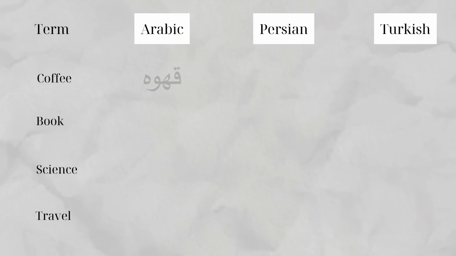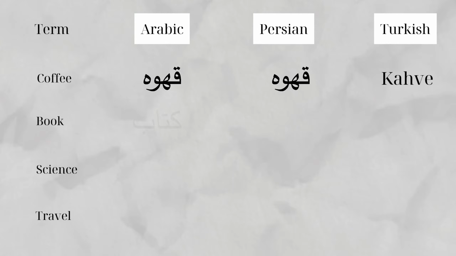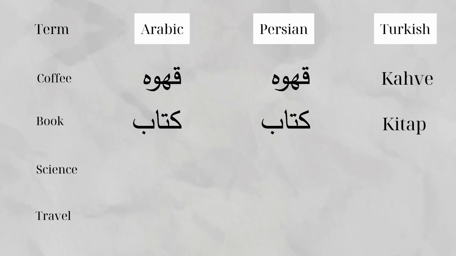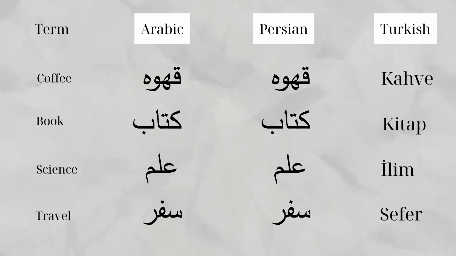Coffee: Arabic, kahve; Persian, kahve; Turkish, kahve. Book: Arabic, kitab; Persian, kitab; Turkish, kitab. Science: Arabic, ilm; Persian, ilm; Turkish, ilm. Travel or journey: Arabic, safar; Persian, safar; Turkish, sefer.